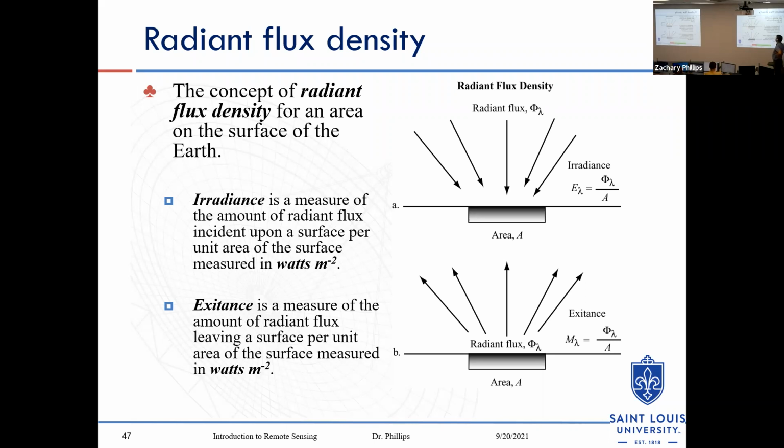Exitance is after we've had EMR interact with our surface, being reflected. Exitance is the measure of the radiant flux leaving a surface per unit area. This is also in watts per square meter. And similarly, here is our exitance equation.